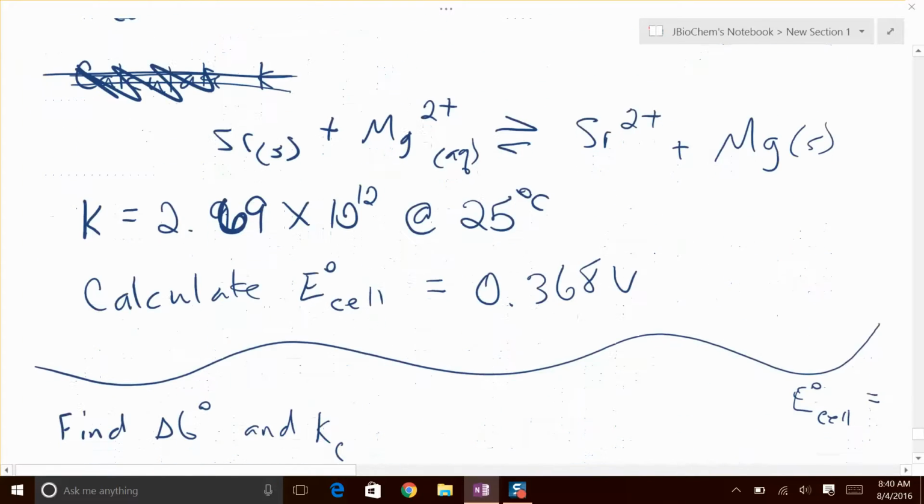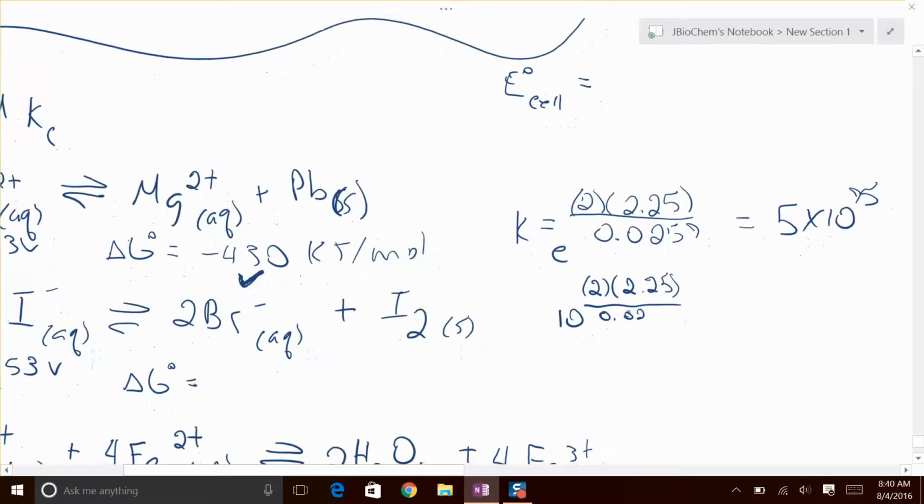0.592. Then I got 0.592. 2.25 divided by 0.0296, right? Which equals 76 something. And you got 10... 75.676 equals log of k. And then I took 76.0. Okay, let's simplify all this so we can see.